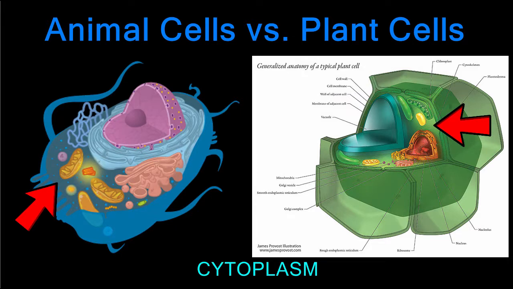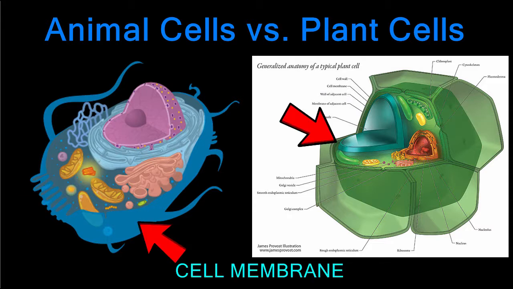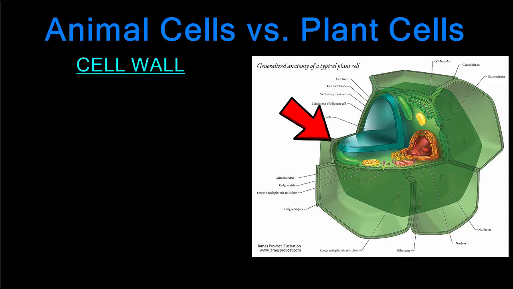In both types of cells, all the organelles we just mentioned are suspended in a jelly-like fluid called the cytoplasm. Both animal and plant cells are bounded by the cell membrane, which is like a skin that controls the passage of substances into and out of the cell. Just outside the membrane in plants is the cell wall, which gives structural support to the plant and helps maintain cell shape. Animal cells do not possess cell walls.